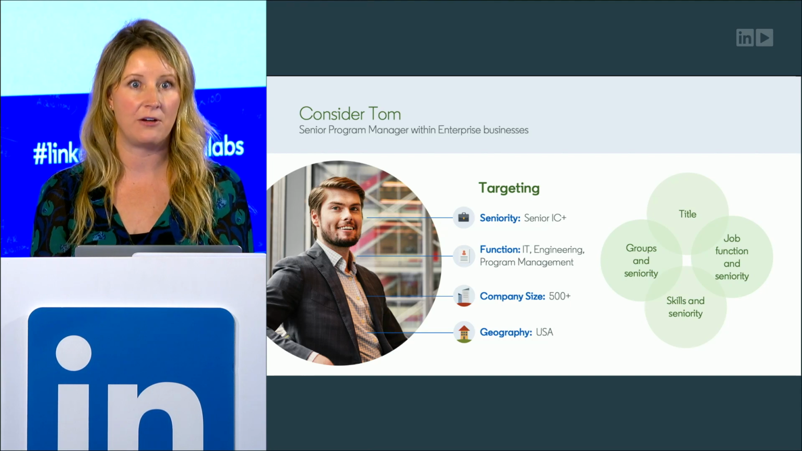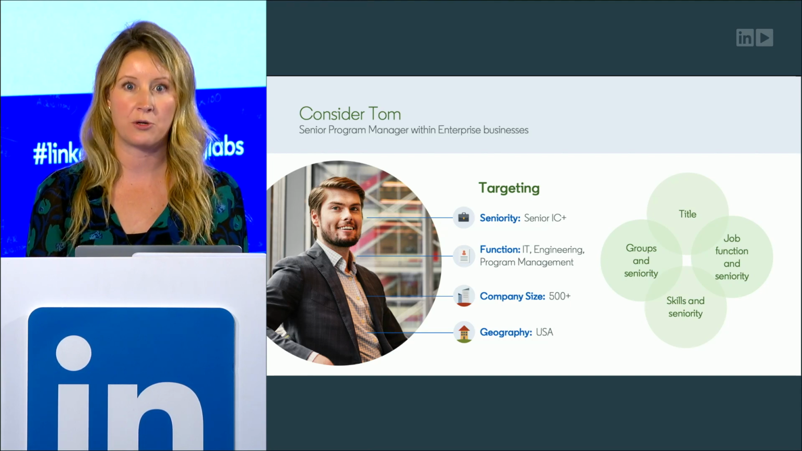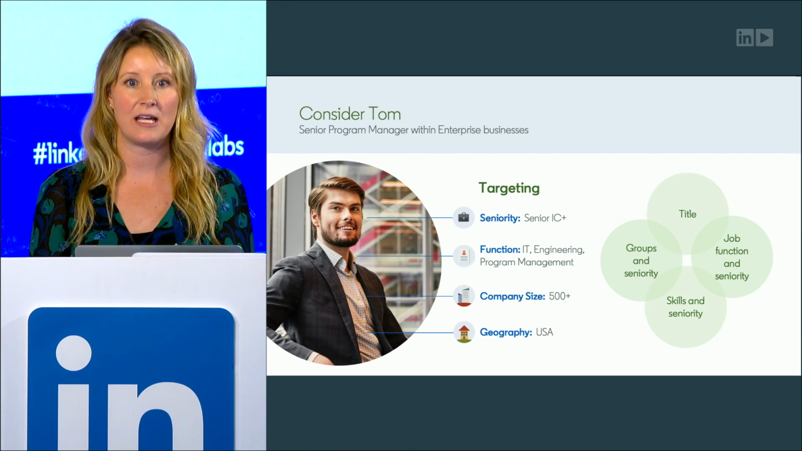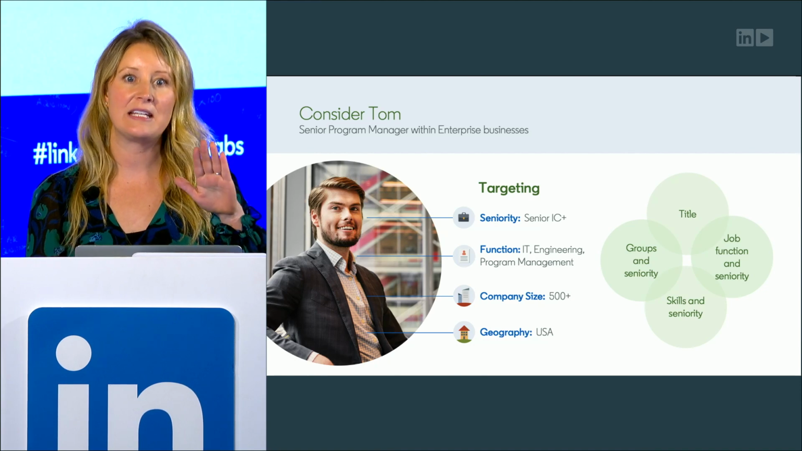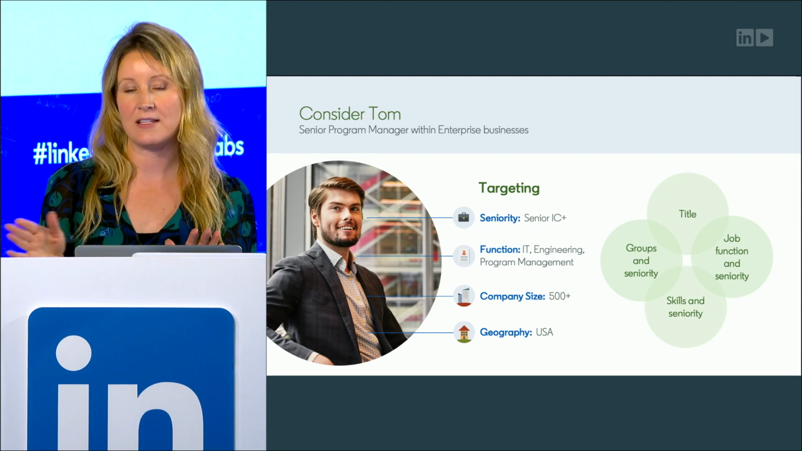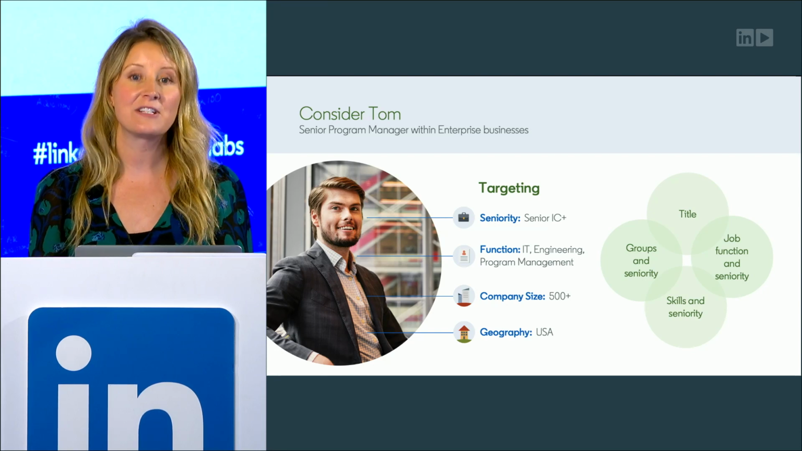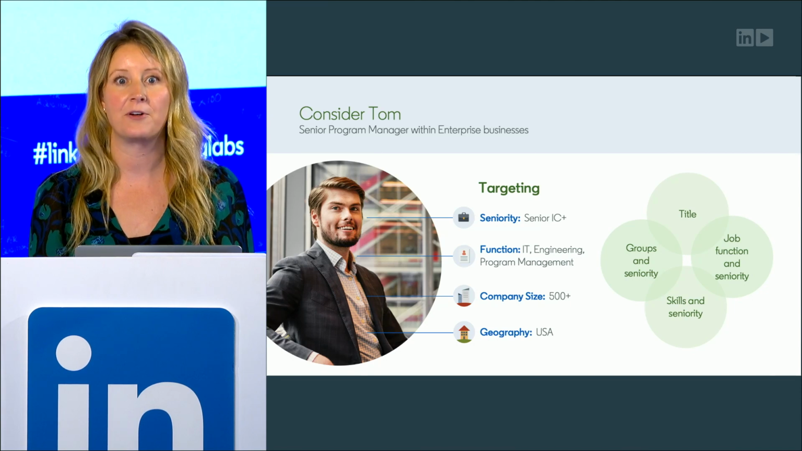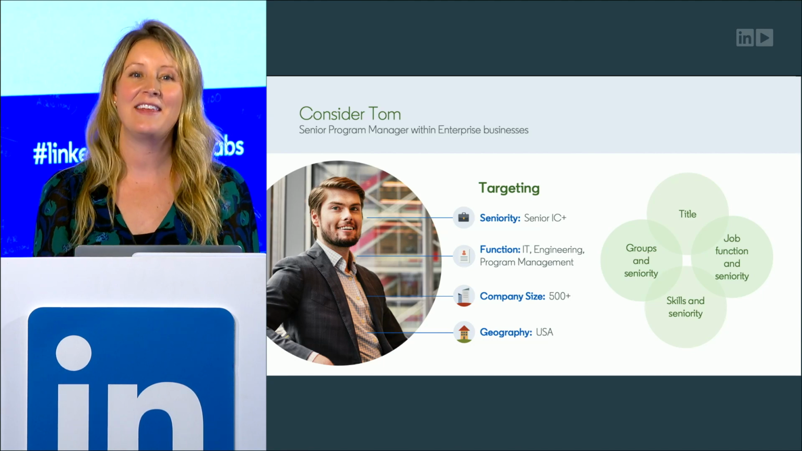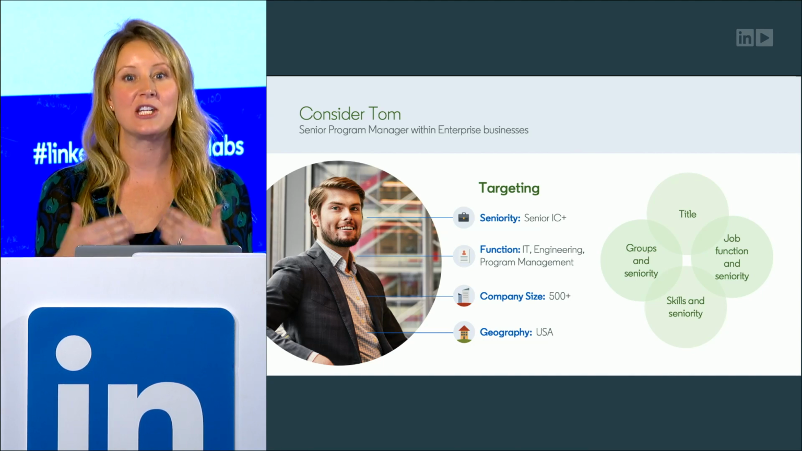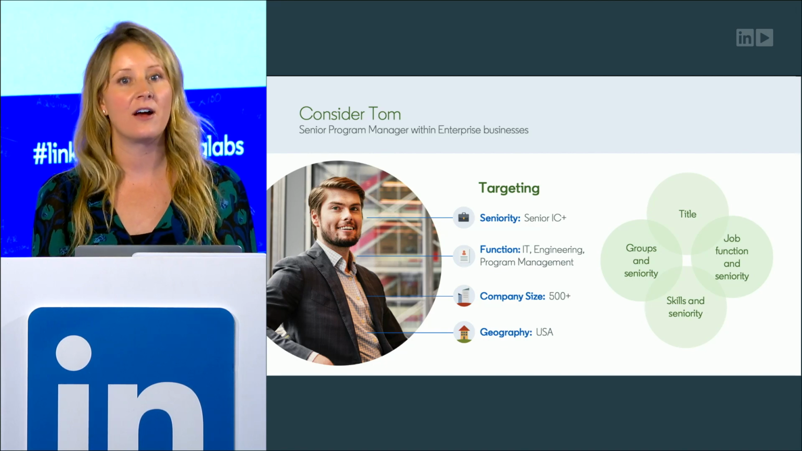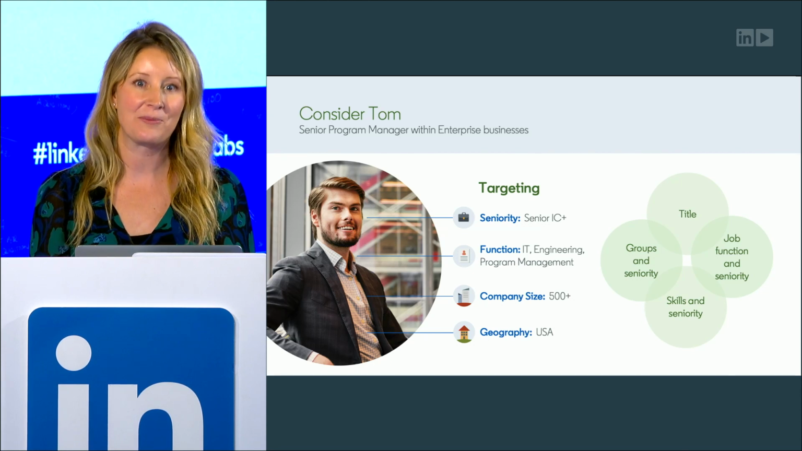One is just by job title, going after program managers or senior program managers. Next is going after job function and seniority. So you would be targeting IT, engineering, and program management plus senior level or senior plus for the seniority. For skills and seniority, you could go after program management, for example. I think that is probably the most obvious skill to go after. And then the Campaign Manager tool will prompt additional skills that are in line with program manager, and you layer on the seniority level of senior plus as well.